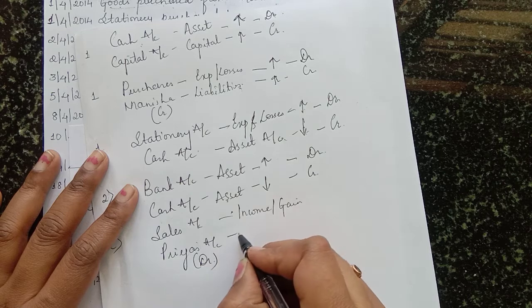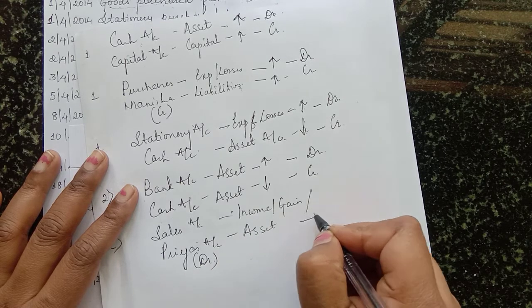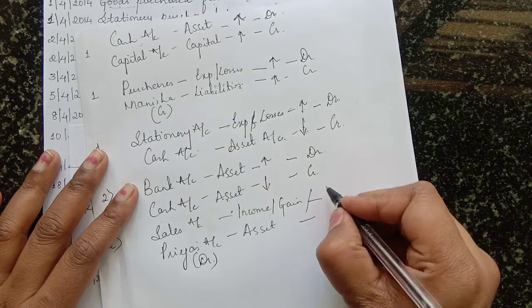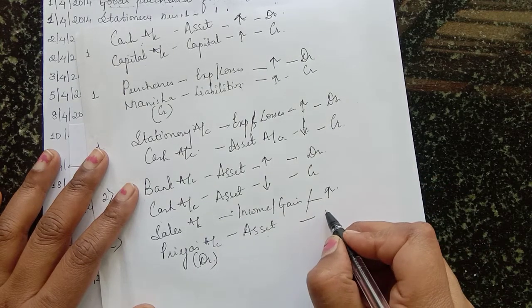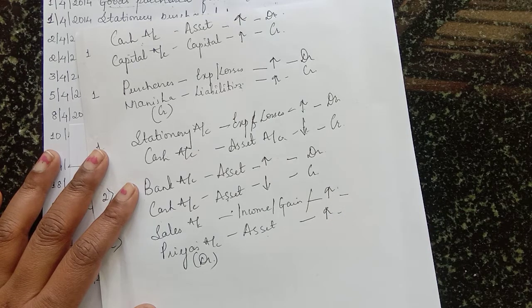Right. Priya is a debtor. Debtor means asset to the business. Now, when you sell the goods, your income is increasing. Debtor balance is increased, which means your asset is increased.